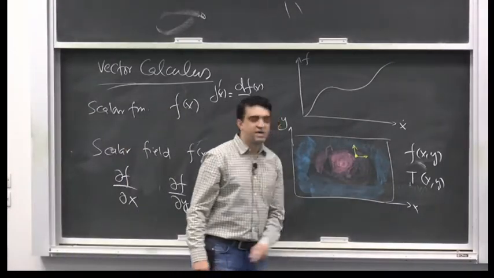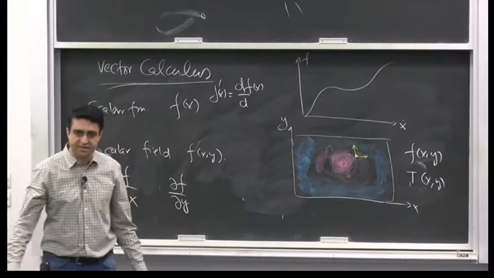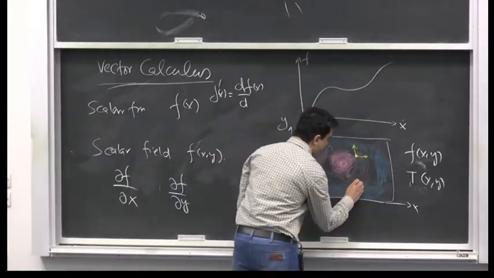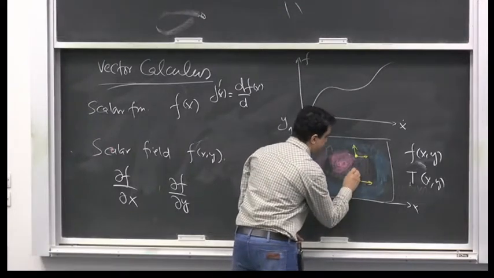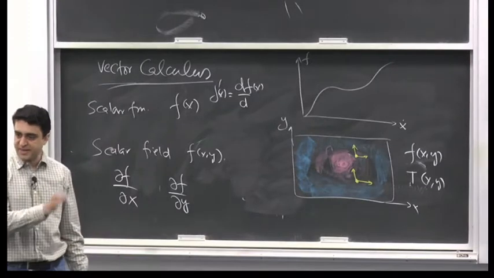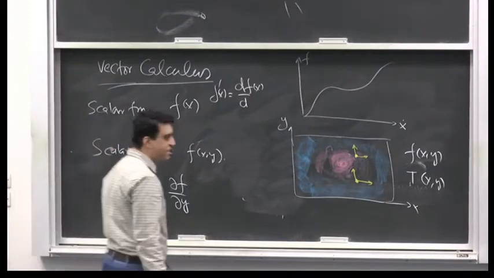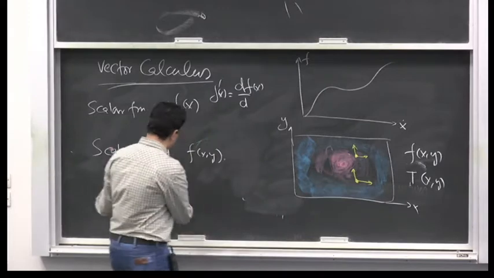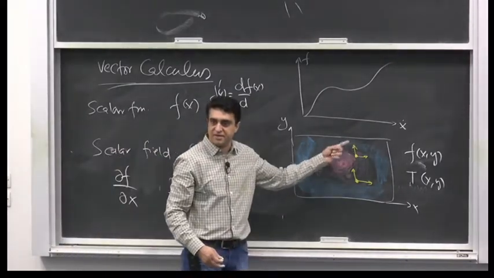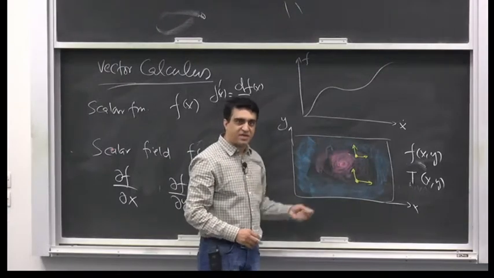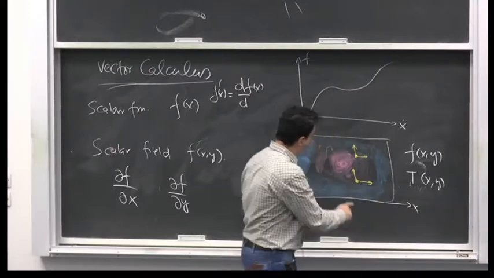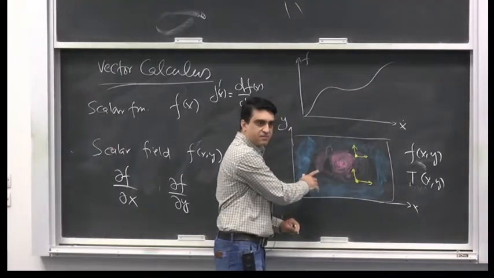What would happen to the df by dy? Again negative, because the temperature is again decreasing in this direction. What if I would be here? And I again try to find out, what would be del f by del x? It would be negative again. What would be the del f by del y? It would be positive. So you can have different combinations of these two depending on where you are situated in the field. So the important thing here is that those differentials don't stay the same. They keep on changing depending on where you are in the field.